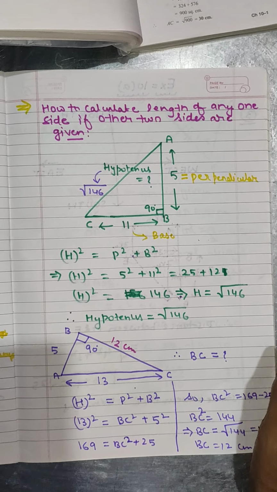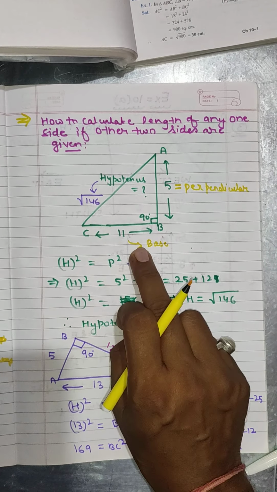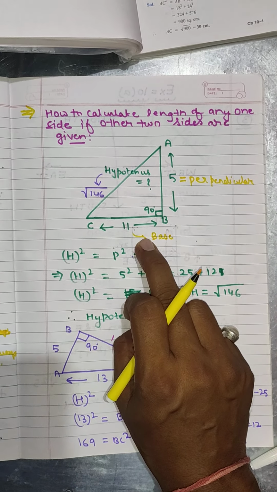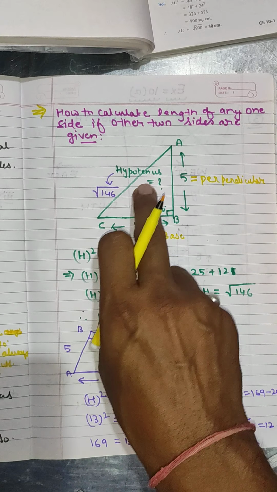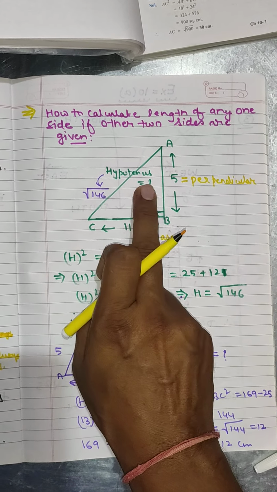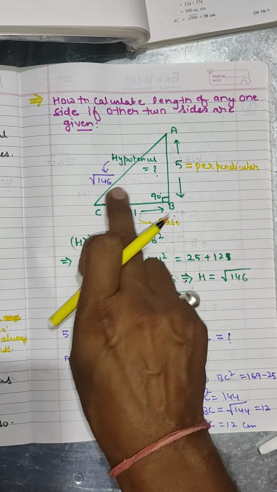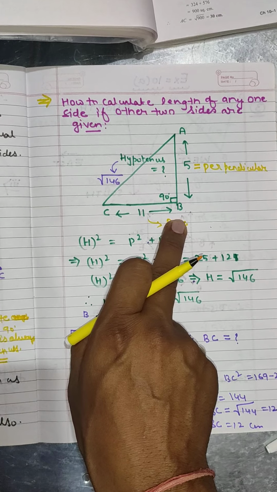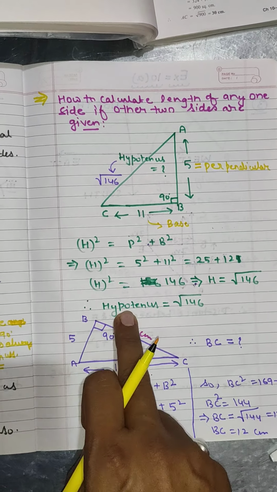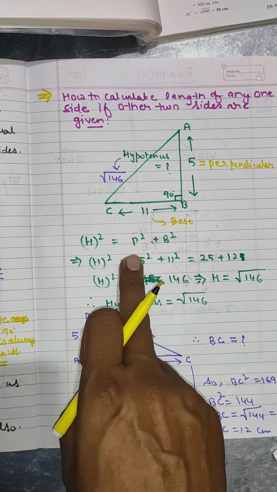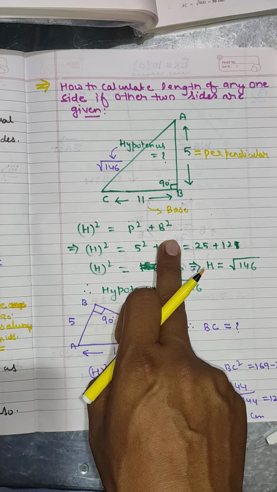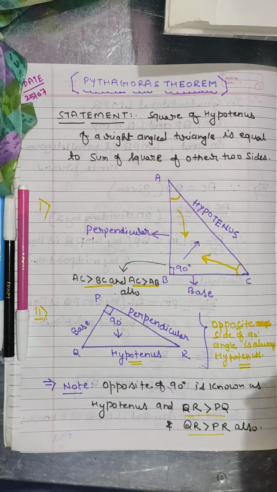So the perpendicular is given to you, the base is also given to you, and the question is asking to find the hypotenuse. That is why I have written hypotenuse equals question mark. And you already know the hypotenuse is opposite of 90 degrees. So how will we find it? We will apply the formula: hypotenuse square equals perpendicular square plus base square. The theorem is already here.